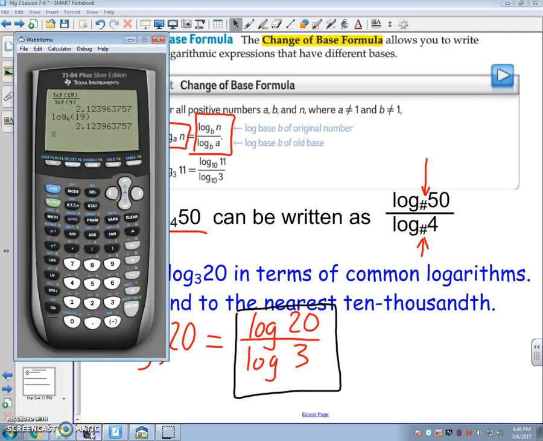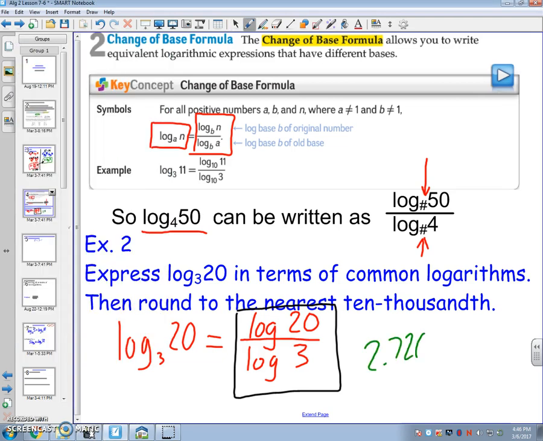They want the decimal, 4 places, so again, a fraction. Log of 20 divided by log of 3 gives me 2.7268. The 8 does not round up, so 2.7268. That's the decimal approximation.